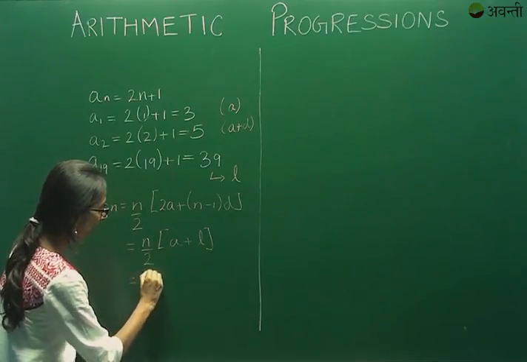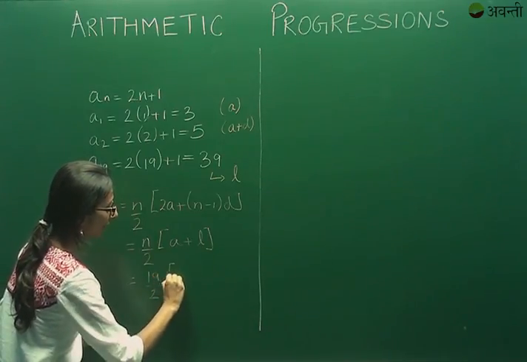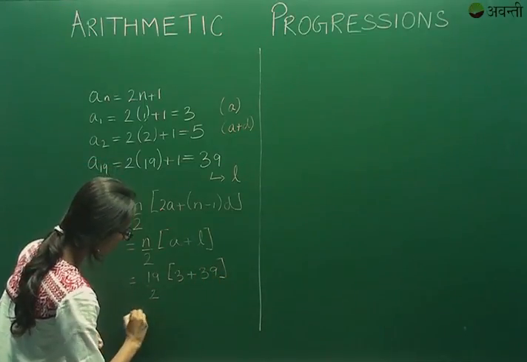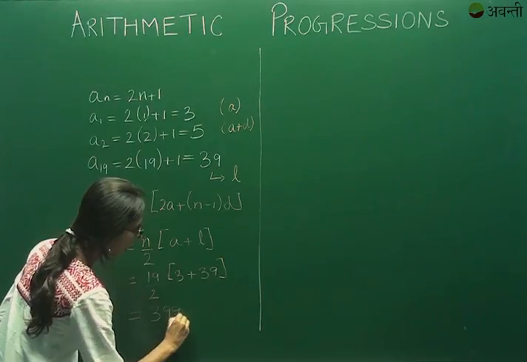If you put the value of n as 19, a as 3 and l as 39, you will get the sum, which is 399.